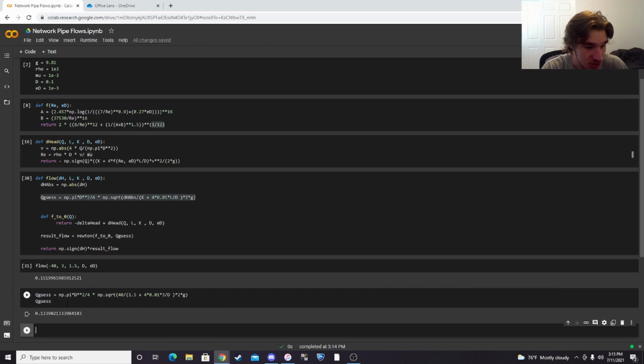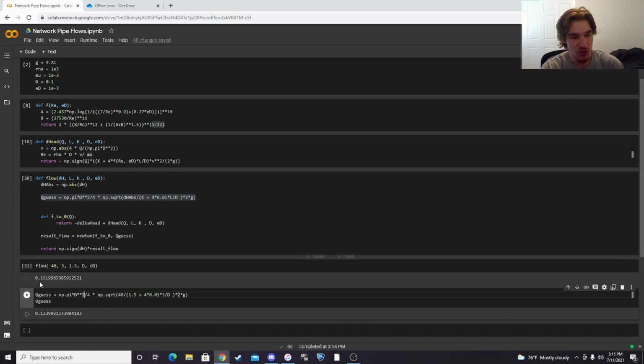And it's pretty close. Honestly, it's pretty close. Look at that. It's within 0.02. And what the Newton does is just cycles. It finds the number that drives it to 0. Drives because we want delta head, those two, to equal 0.